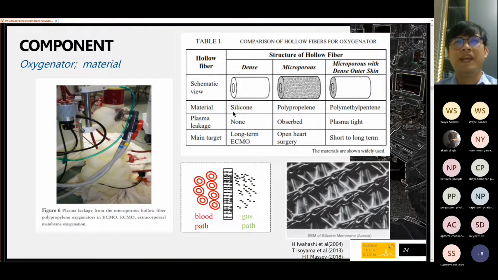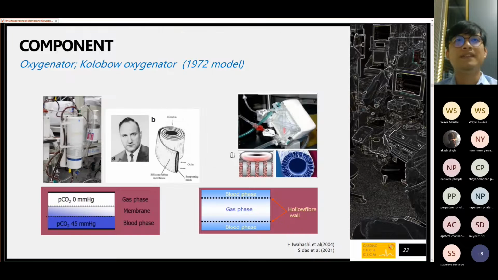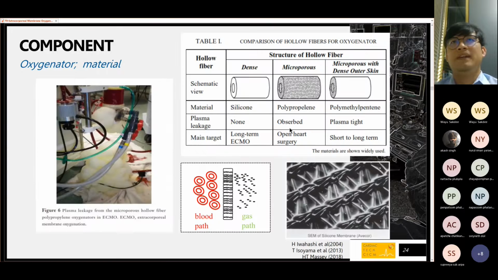Okay, compare with the silicone here. From the SEM picture here, you can see that it has denser, tighter pores, so it's much stronger. So it's going to be used for the long term.